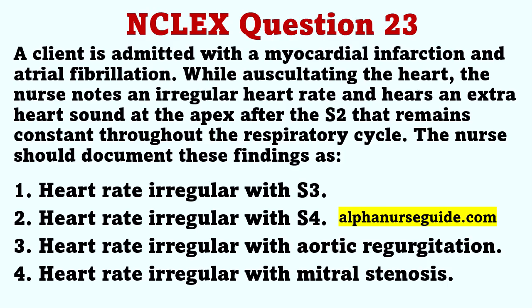The correct answer is 1. Heart rate irregular with S3. An S3 heart sound occurs early in diastole as the mitral and tricuspid valves open and blood rushes into the ventricles. To distinguish an S3 from a physiologic S2 split, a split S2 occurs during inspiration and S3 remains constant during the respiratory cycle. Its pitch is softer and best heard with the bell at the apex, and it is one of the first clinical findings in left ventricular failure.